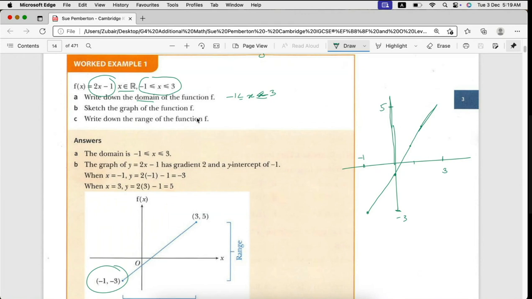Write down the range of the function. So we can see the highest point is 5, the lowest point is minus 3. So minus 3 less than or equal to f of x less than or equal to 5.